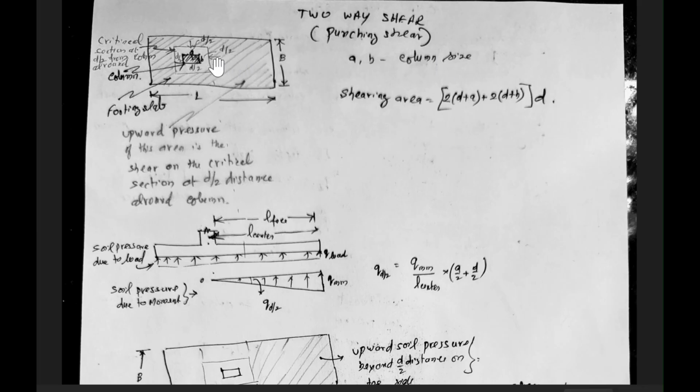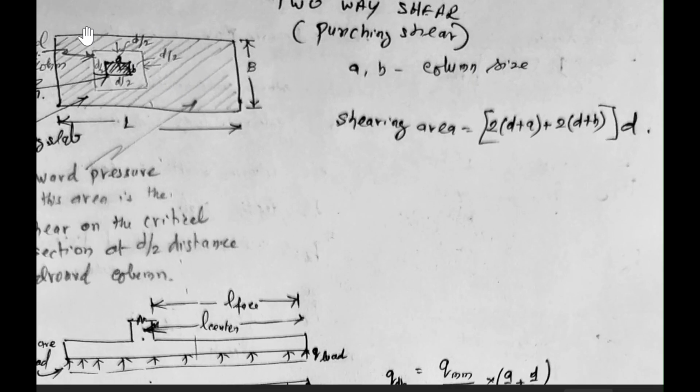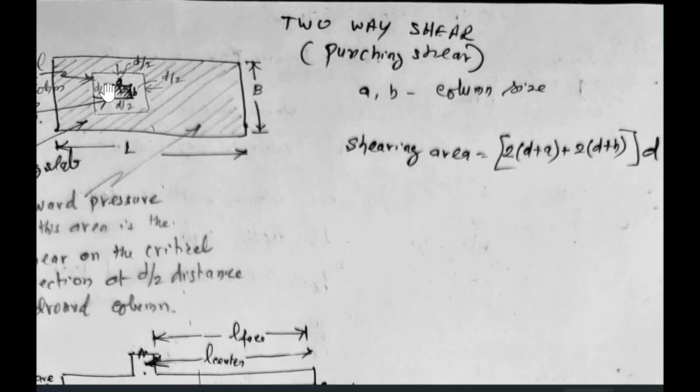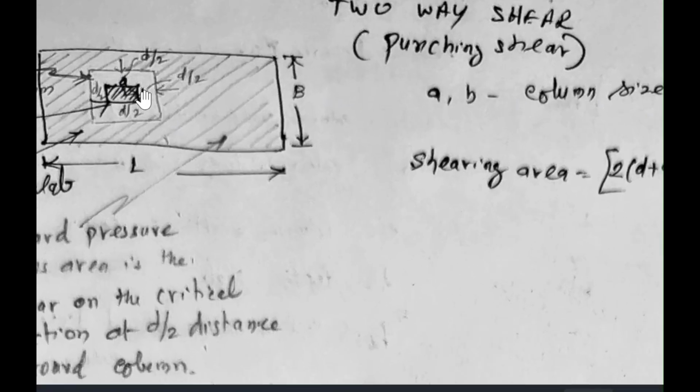Now the shearing area is this. The sheared portion is the column. This outer line is the footing outer line. This smaller line at some distance from the column face is the critical section at which the shear is to be checked. That critical section is taken at a distance of D by 2 from the column face, in length on the A side and B side.